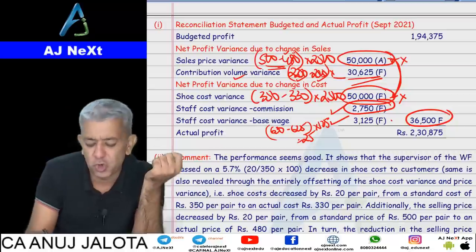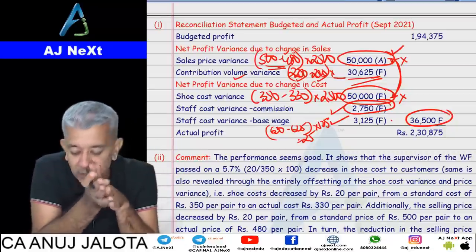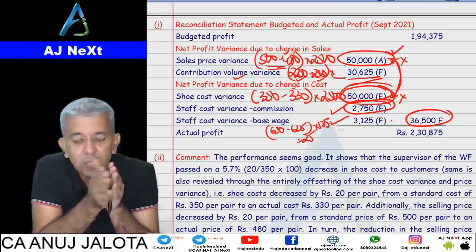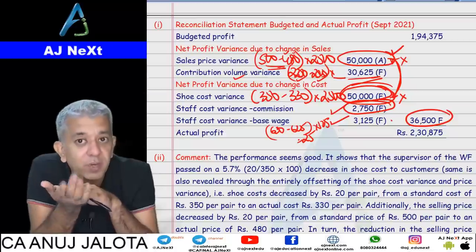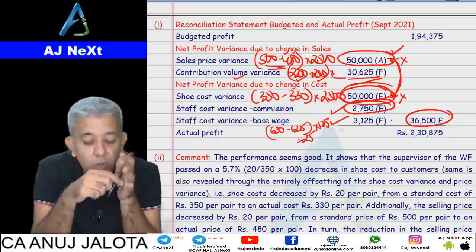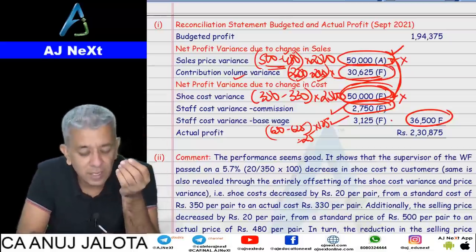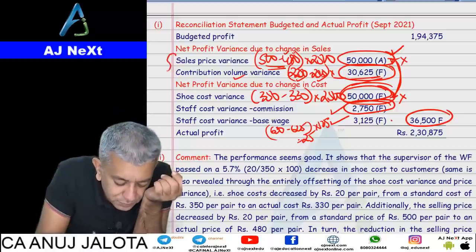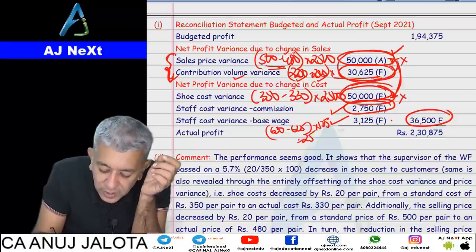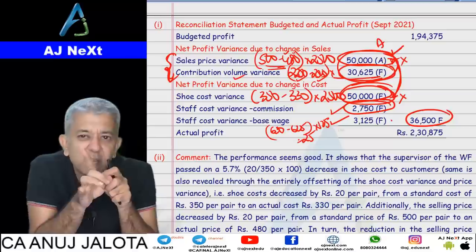Somebody can say, sir, there is something to complain about. No, but as I told, it might be because of this. He saved the cost, so he thought, let's pass over this benefit to the customer. The moment you start doing that, obviously your sales is going to rise. So in the end, this was good. I can still say that overall the sales department might have lost. If I do this, the net effect will still be adverse. Overall you can say, sir, it was still adverse.